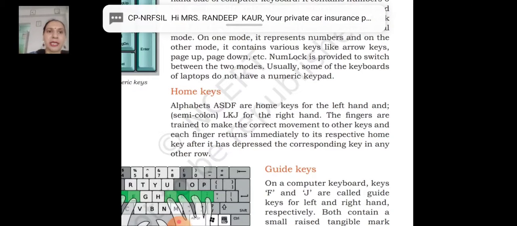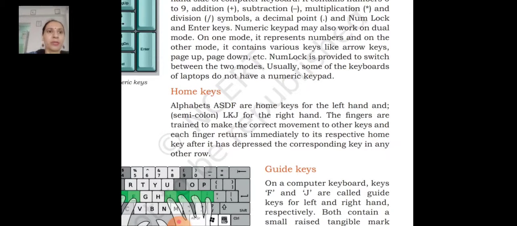A, S, D, F are the home keys for the left hand, and semicolon, L, K, J for the right hand. Means the alphabets A, S, D, F are home keys for the left hand, and semicolon, L, K, J are for the right hand. The fingers are trained to make the correct movement to other keys, and each finger returns immediately to its respective home key after it has depressed the corresponding key in any other row.